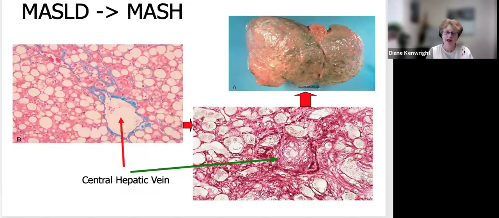Here we go. So what happens if we have long-standing steatohepatitis? What happens is we get an increase in fibrosis. This is the central hepatic vein. This is a stain that shows up fibrous tissue, and we can see that there is an increase in fibrosis, forming this bridging fibrosis, just like people get in other kinds of chronic hepatitis. Then it goes to even more fibrosis, and then it goes to cirrhosis. So steatohepatitis can lead to cirrhosis.